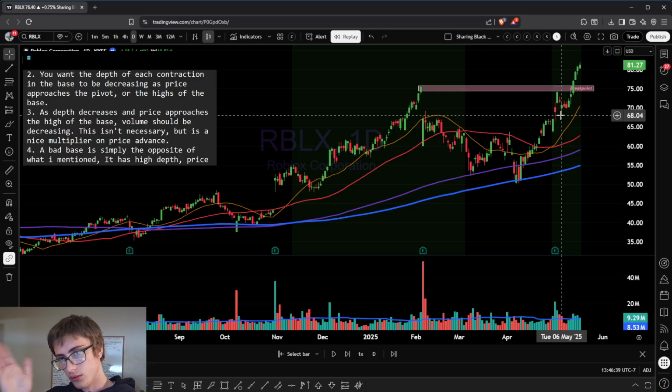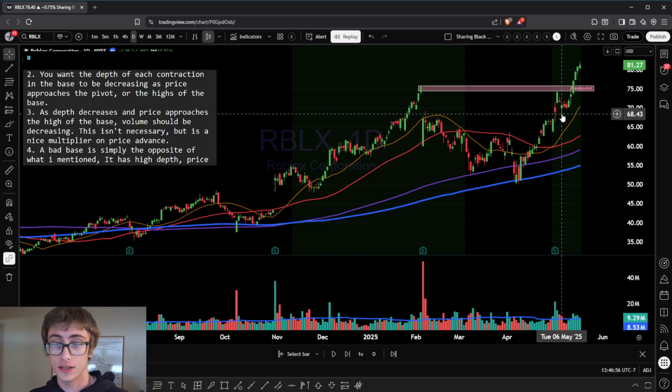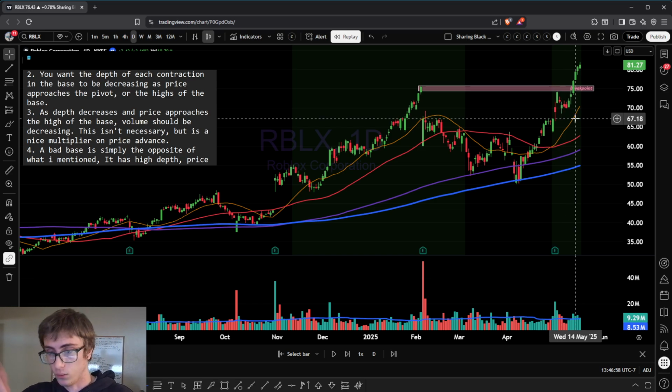As it approaches those highs, if volatility is decreasing, it shows that supply is being vacuumed and the demand is increasing or staying the same, because there's no volatility, there's no supply to wish-wash it around.